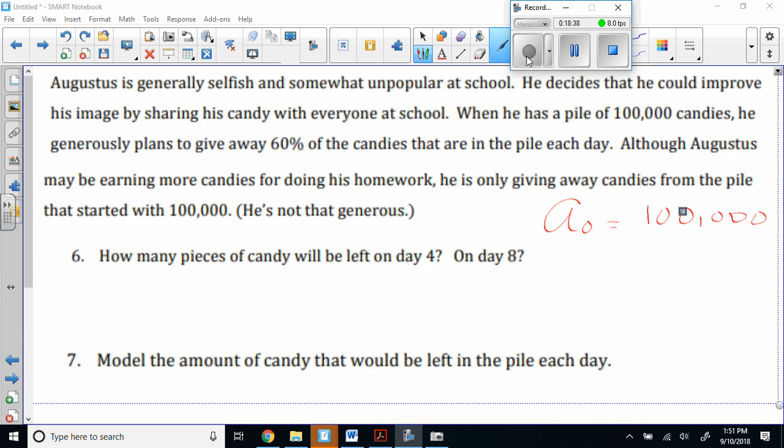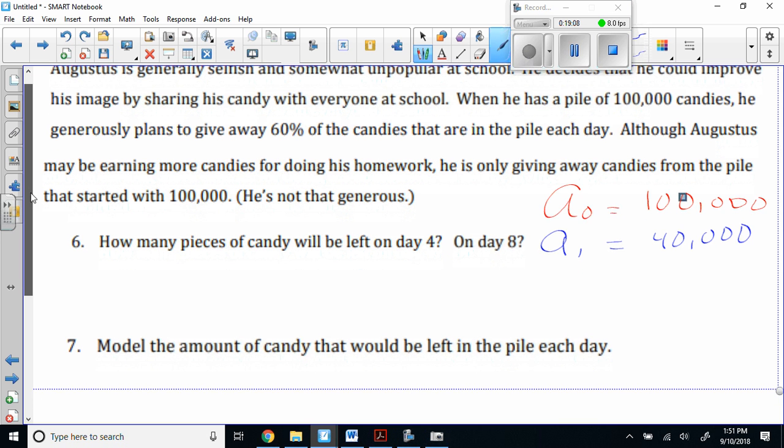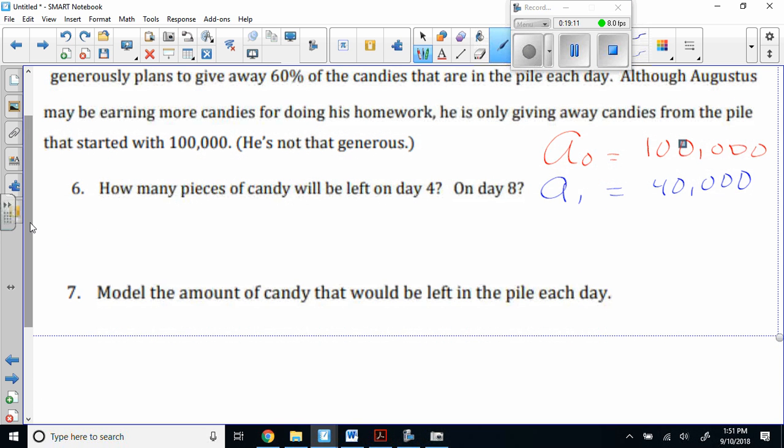If I want to have my first term, what do I need to do? I need to take away 60% of it. So what would be left? 40%, which would be how much? 100,000 times point what? 100,000 times 0.4, please. 40,000? Yeah, I know what you meant. Okay. So I got the first term, did I not?